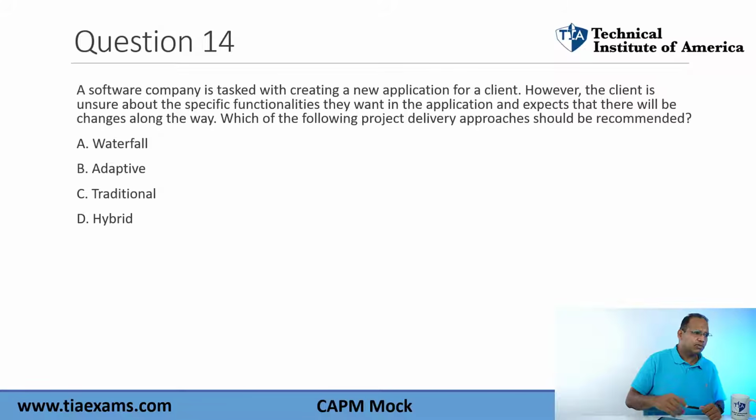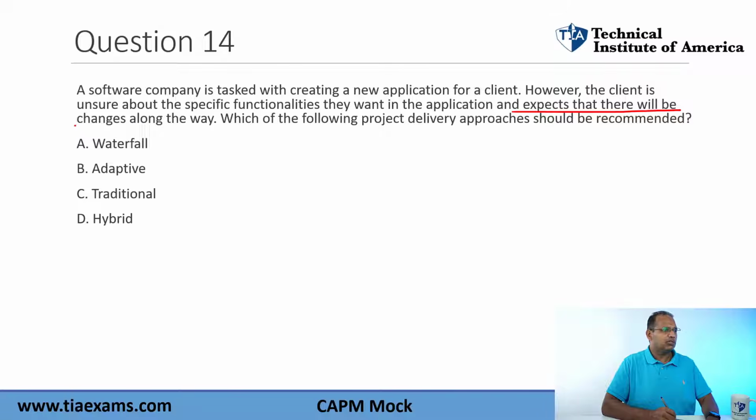Practice question number 14. Here we go. A software company is tasked with creating a new application for a client. However, the client is unsure about the specific functionalities they want in the application and expects that there will be changes along the way. Which of the following project delivery approaches should be recommended? So a couple of things here. You notice that it says it expects there will be changes along the way. So more than likely they're talking about scope changes, right? They're unsure, so they don't know exactly what they want.